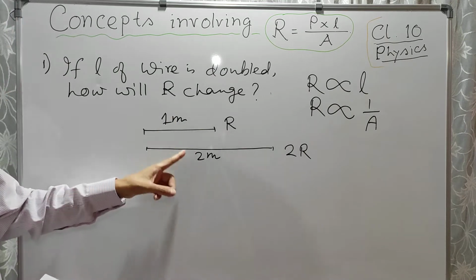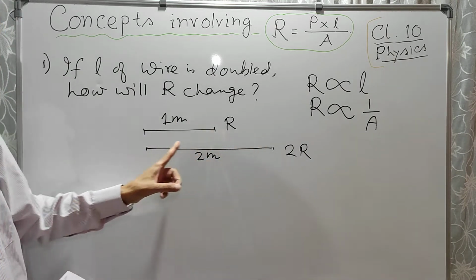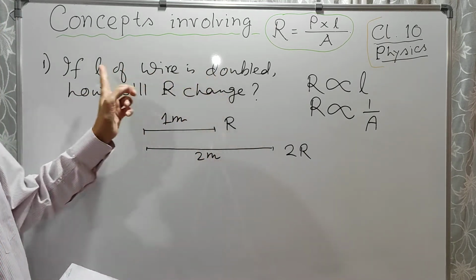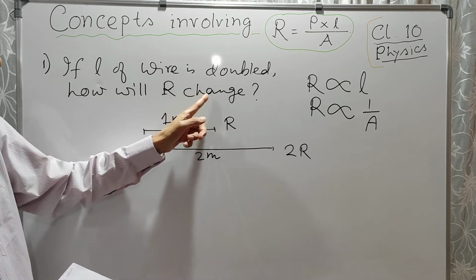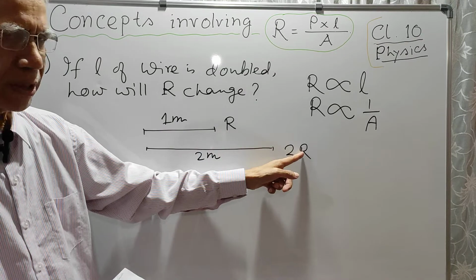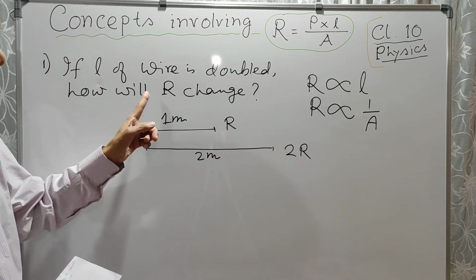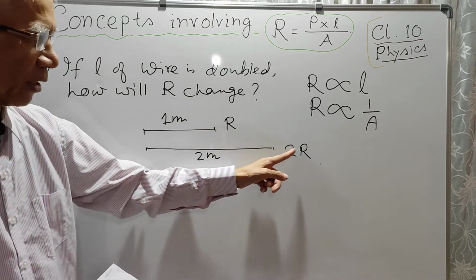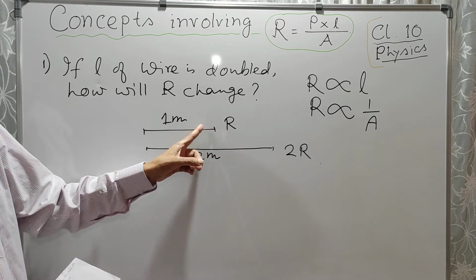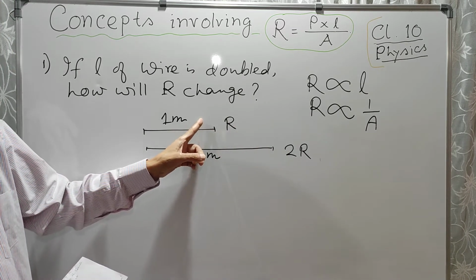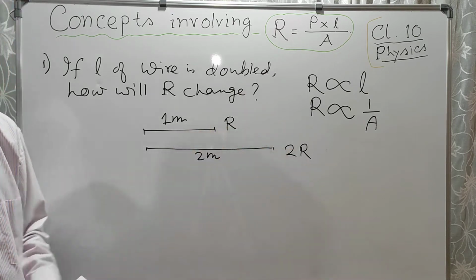So between these two wires, this is 1 meter, this is 2 meter. So wire length is doubled. So what will happen? How will the resistance change? Resistance will also be doubled. The right answer will be that the resistance will be doubled. If it is 1 R, it will be 2 R. If it is suppose 10 ohm, this will be 20 ohm.